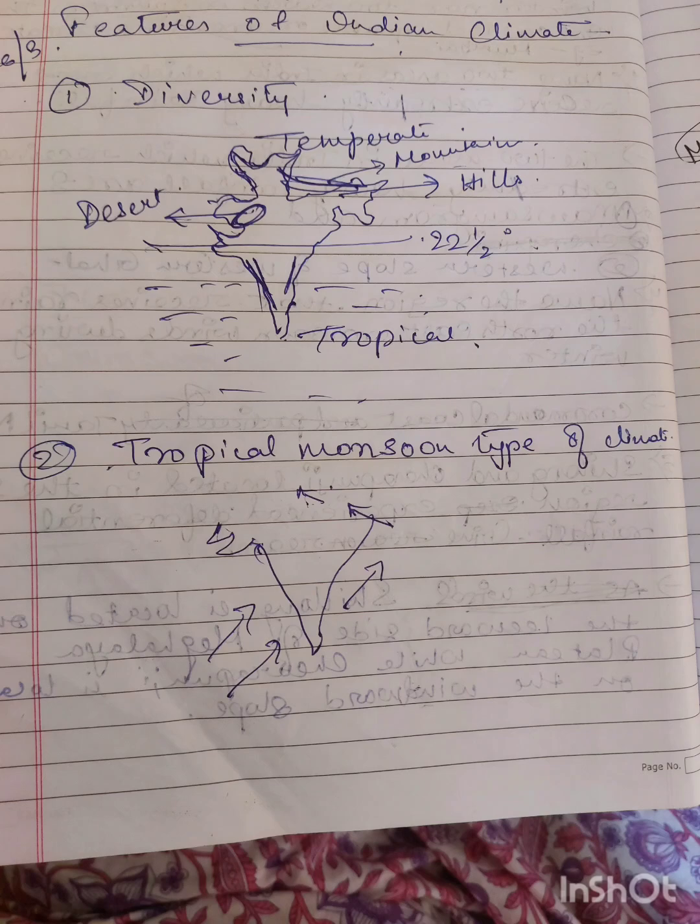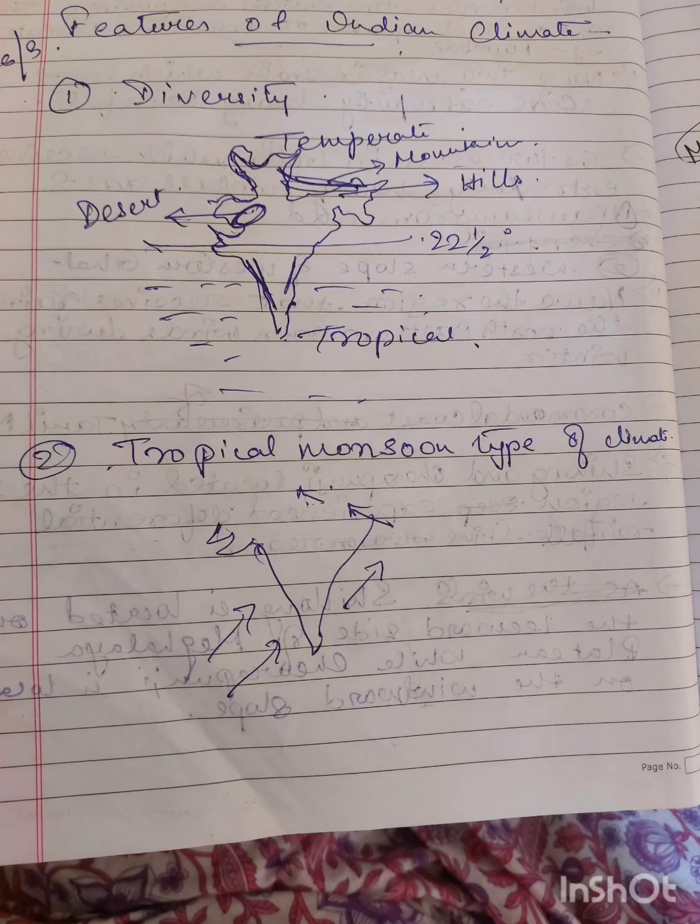So the desert is shown for the desert type of climate, and the 22.5 degree demarcates the tropical from the temperate region. So the part below it is the tropical climate and the part above is the temperate climate.